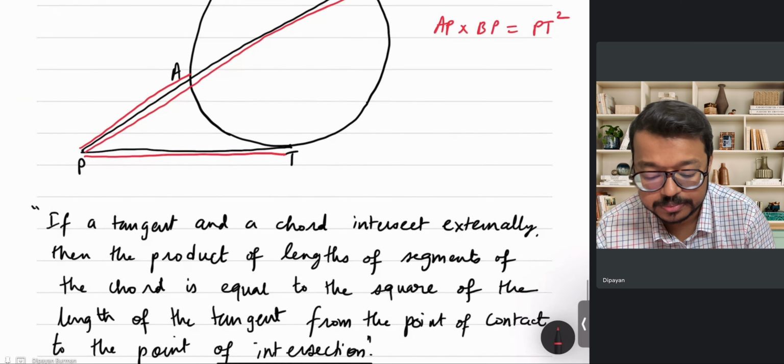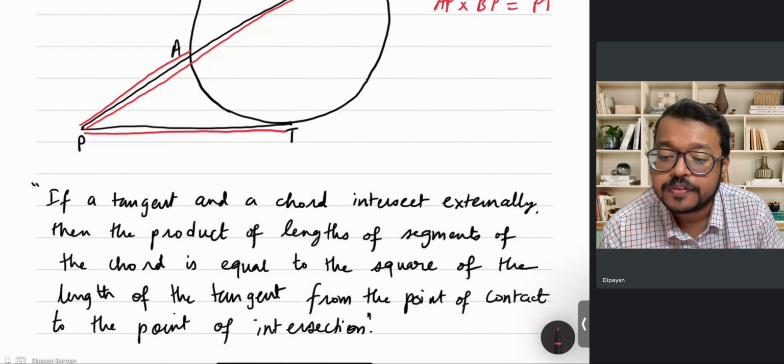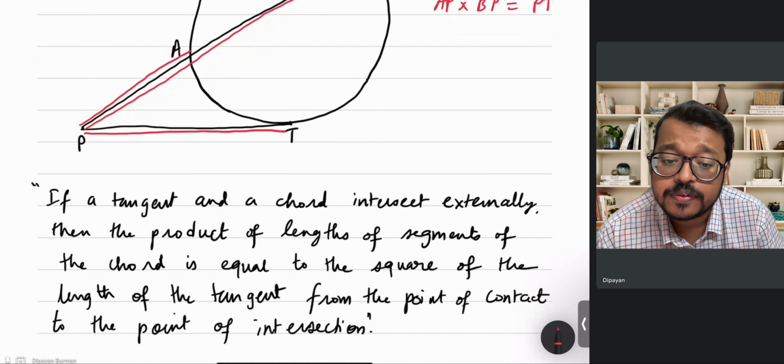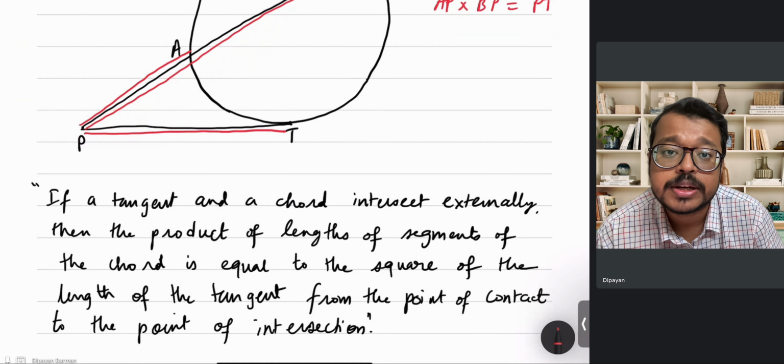So this is the theorem: if a tangent and chord intersect externally, then the product of lengths of the segments of the chord is equal to the square of the length of the tangent from the point of contact to the point of intersection.